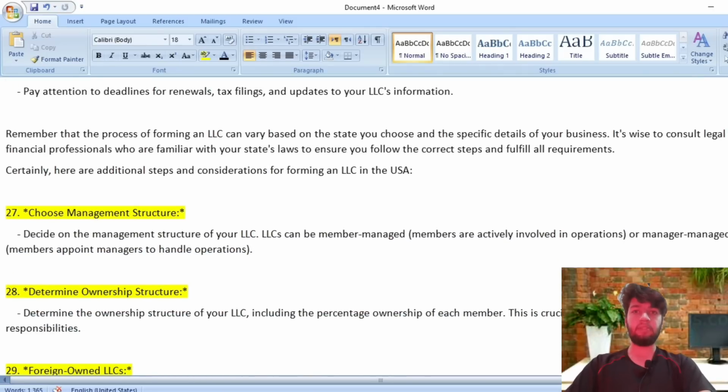Choose management structure. Decide on the management structure of your LLC. LLCs can be member managed, where members are actively involved in operations, or manager managed, where members appoint a manager to handle operations. Determine ownership structure. Determine the ownership structure of your LLC, including the percentage ownership of each member. This is crucial for assigning rights and responsibilities.